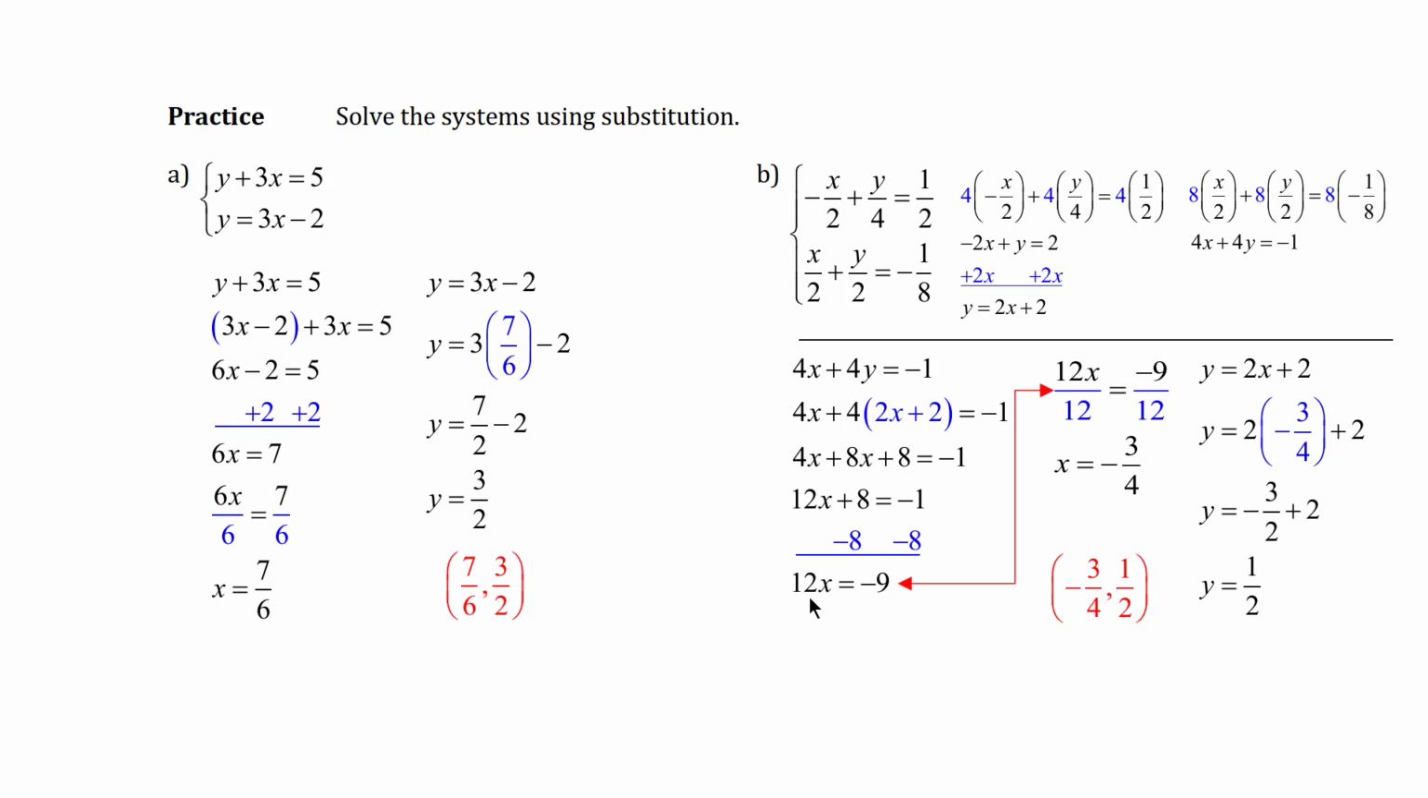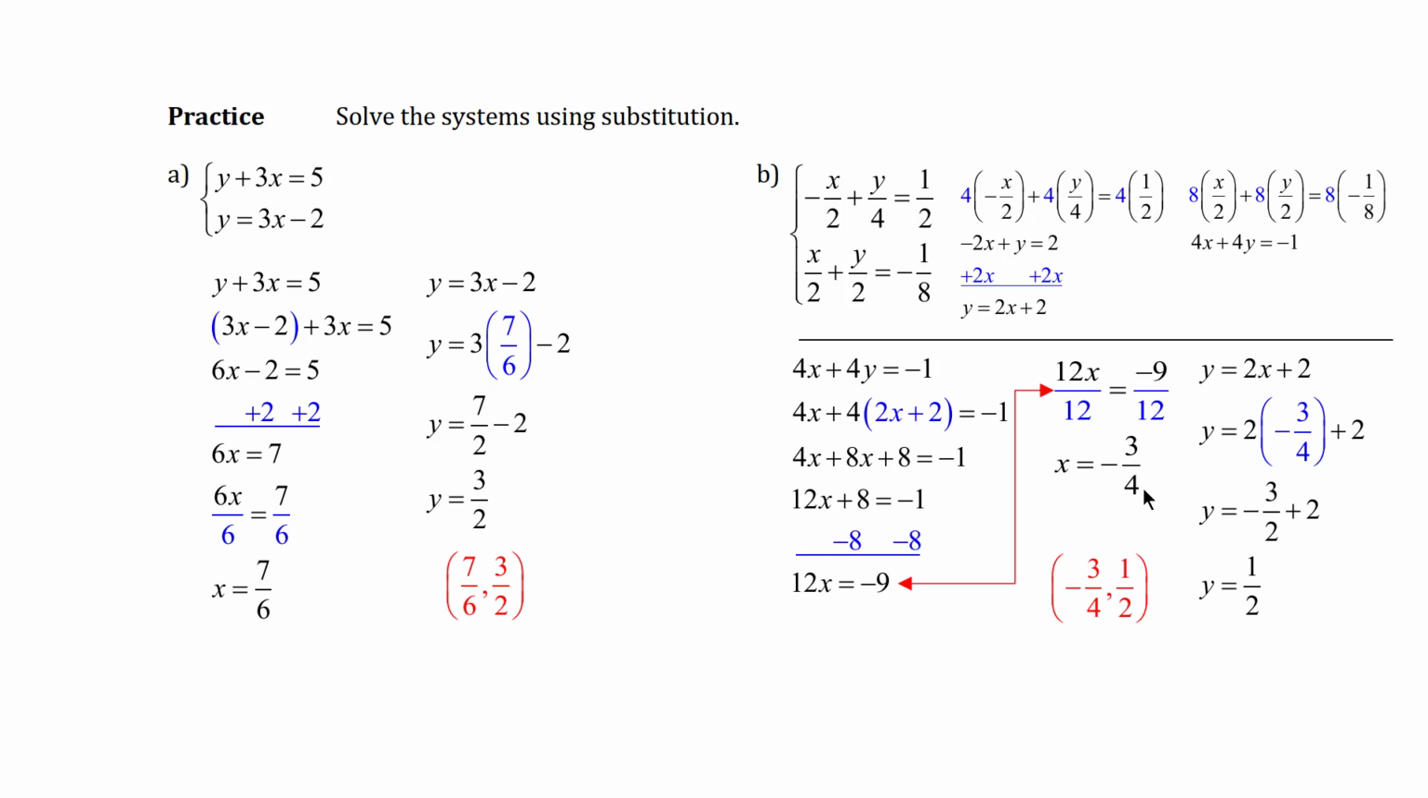The next step is getting rid of the 12. We do this by dividing both sides by 12. So we have 12x divided by 12 equals negative 9 divided by 12. Simplifying the left-hand side, 12x divided by 12 is x, and on the right-hand side, negative 9 divided by 12 is negative 3 over 4.